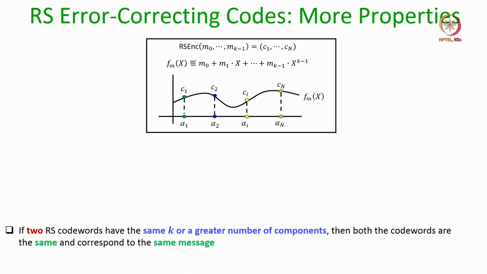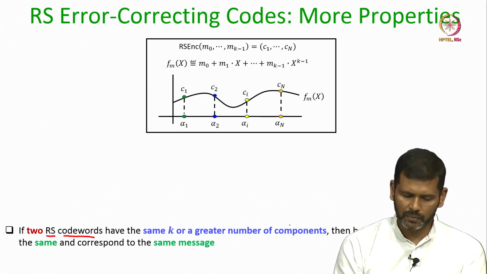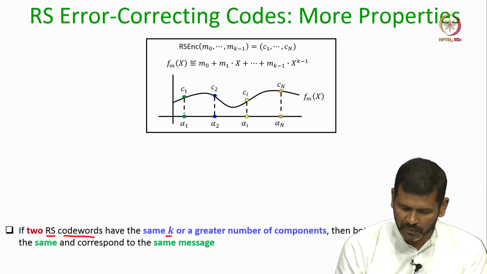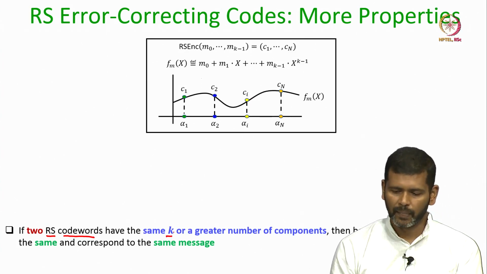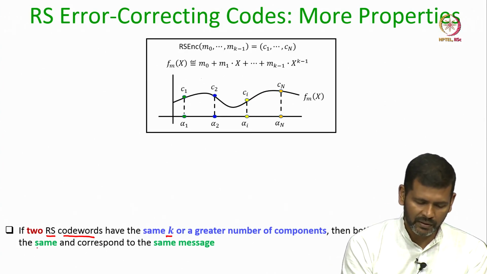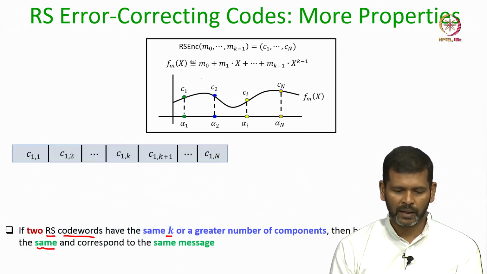The next property that we will be using later is the following. If you are given two Reed-Solomon code words corresponding to two messages, and if it so happens that the two Reed-Solomon code words have the same k or more number of components, then both the code words correspond to the same message, and they are actually the same code words, they are not different code words. So, what I am saying here is the following.